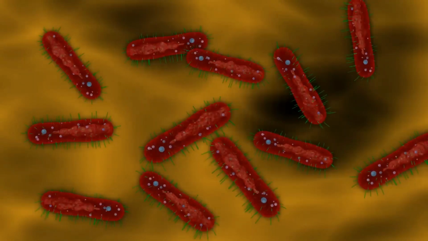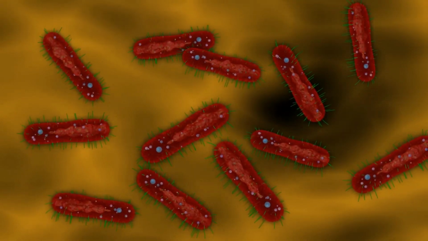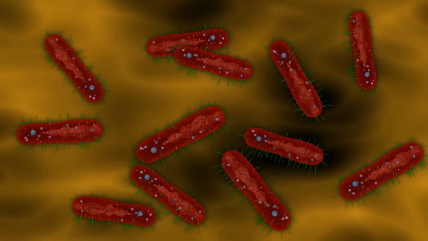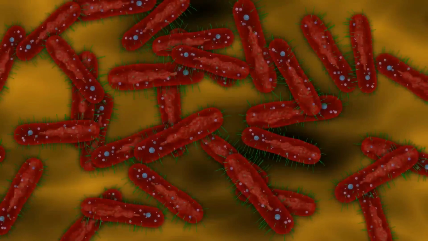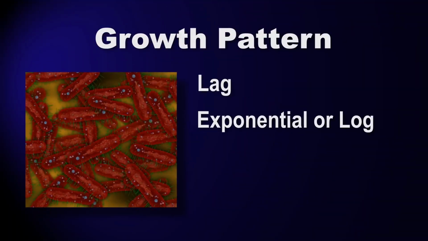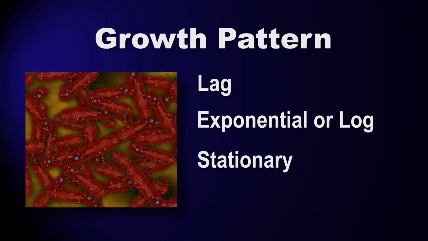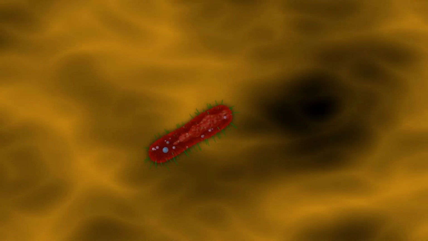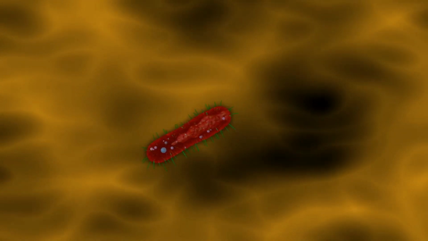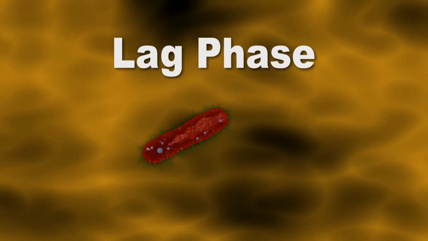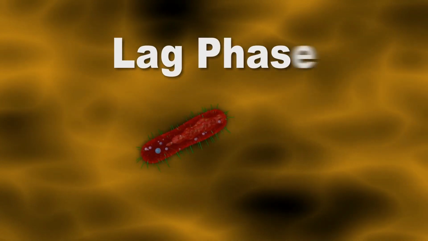Although the environment and the media are tailored to the needs of specific cells, the life cycle of almost all batches follows a predictable pattern. The growth pattern has 4 phases: lag, exponential or log, stationary, and death. When a cell is first introduced to fresh media, it has to adapt to its new environment. This creates a lull or lag in the growth timeline. After the organism adapts, the batch takes off.